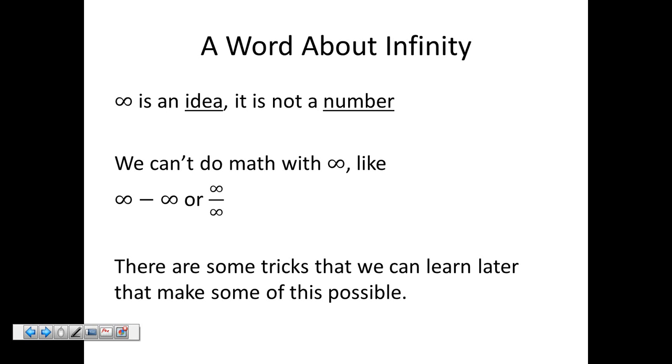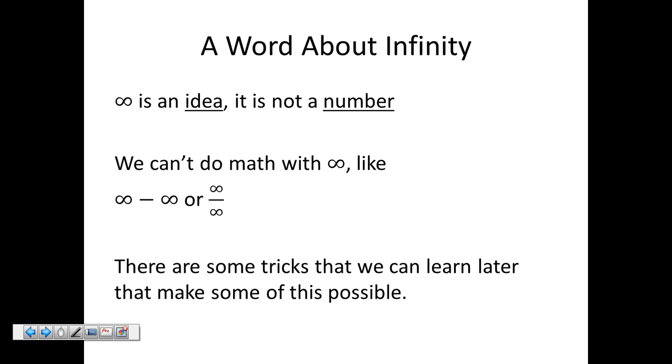We don't know. Or what if we took infinity and divided by infinity? Again, is that 1? Is it 2? It kind of depends. Which infinity is bigger? I know that sounds funny, but really that's the ultimate question. So we try to avoid this stuff. We try not to do infinity minus infinity. We try not to do infinity divided by infinity. Now there are some tricks that we're going to learn later that will make some of this weird stuff possible.